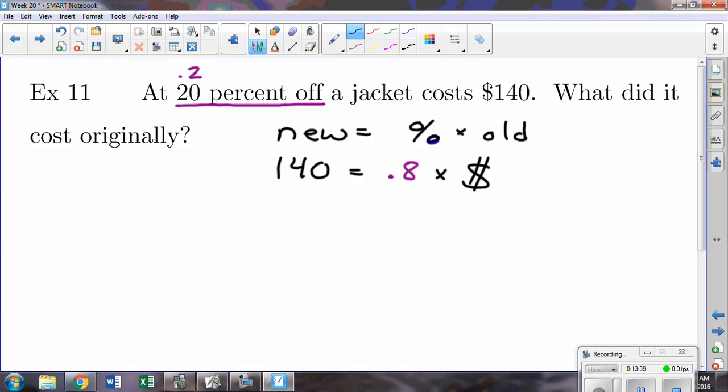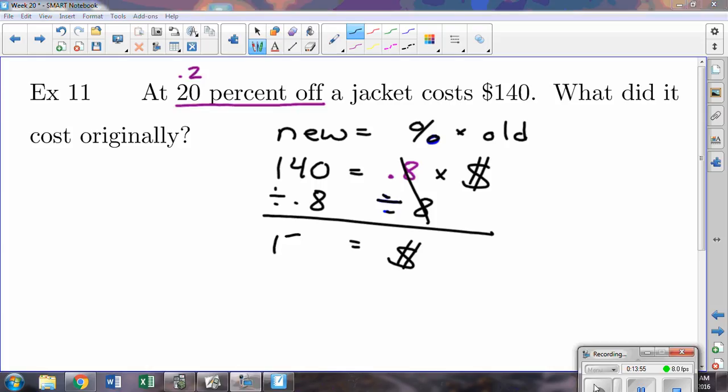And so to solve it, we can simply get our calculators out to save us a bit of time. But dividing both sides by 0.8, we get the price value, 140 divided by 0.8 of 175. So it was a $175 jacket.